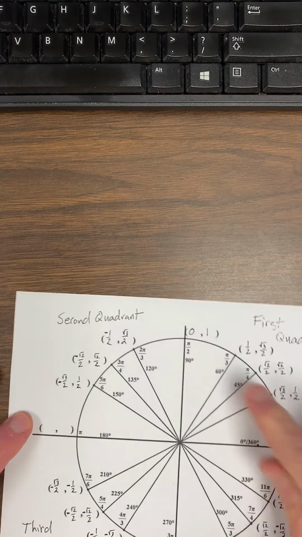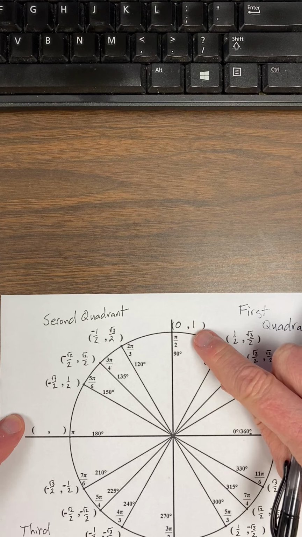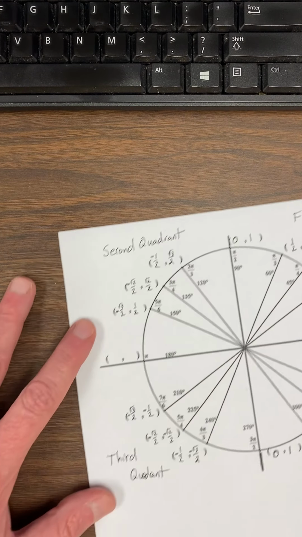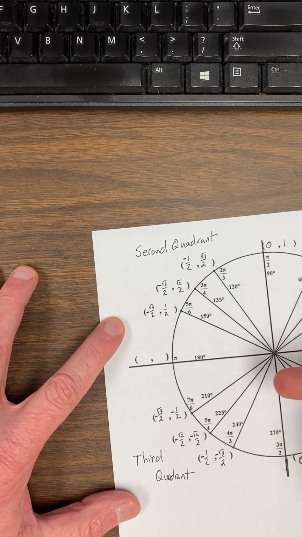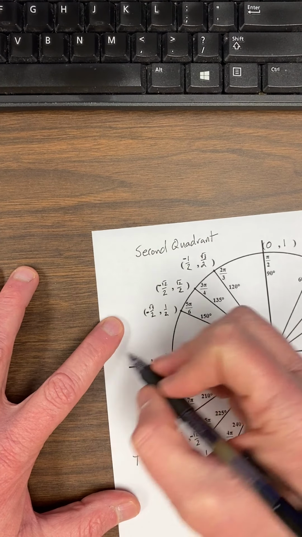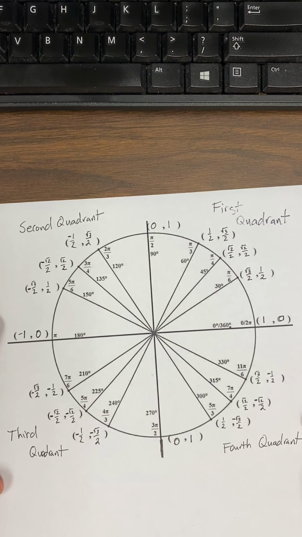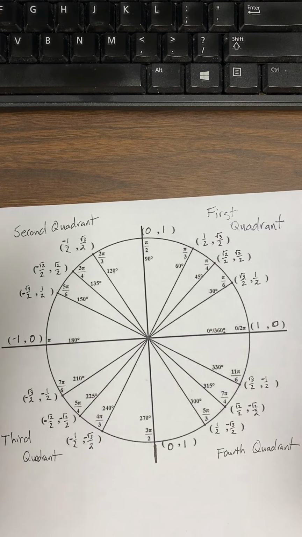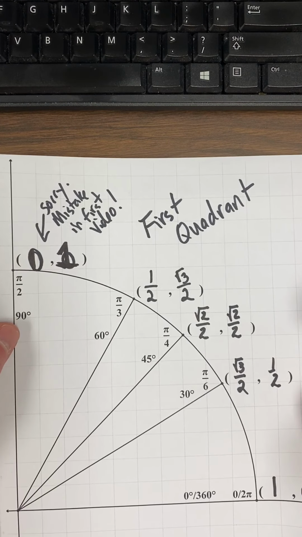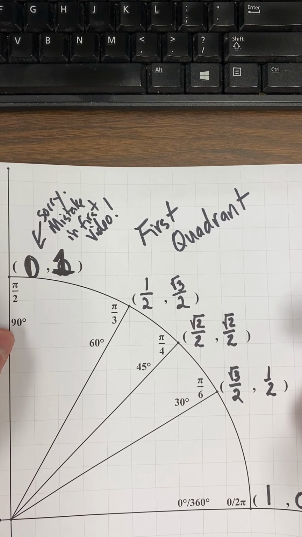Remember, this is the point I made a mistake on in the first video. You should go back and make sure you've got that cleared up. Over here, straight over 1, so the x is negative 1 and the y is 0. There's a picture of the complete unit circle. You should probably take a screenshot of that somehow and fill in one on your own and begin to learn them. Remember, the easy way to learn them is just to remember the things in the first quadrant and then extend them all across the unit circle.